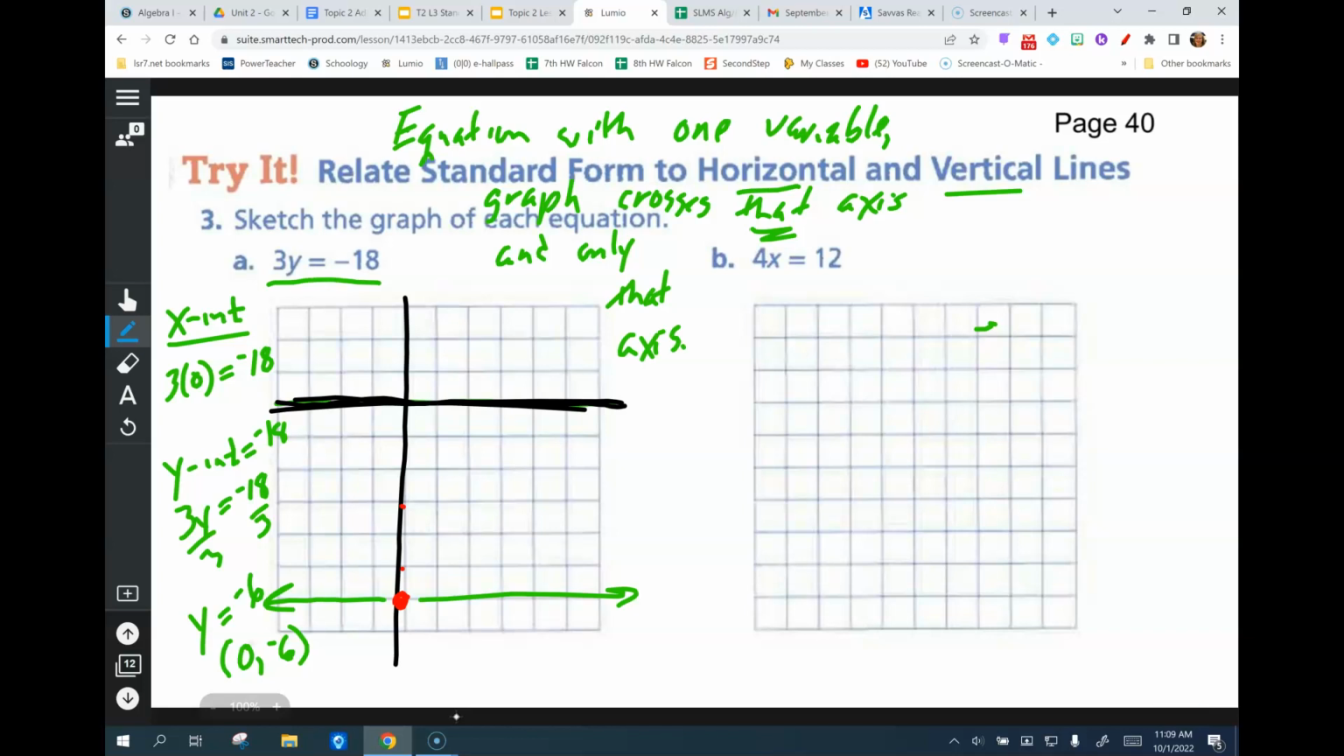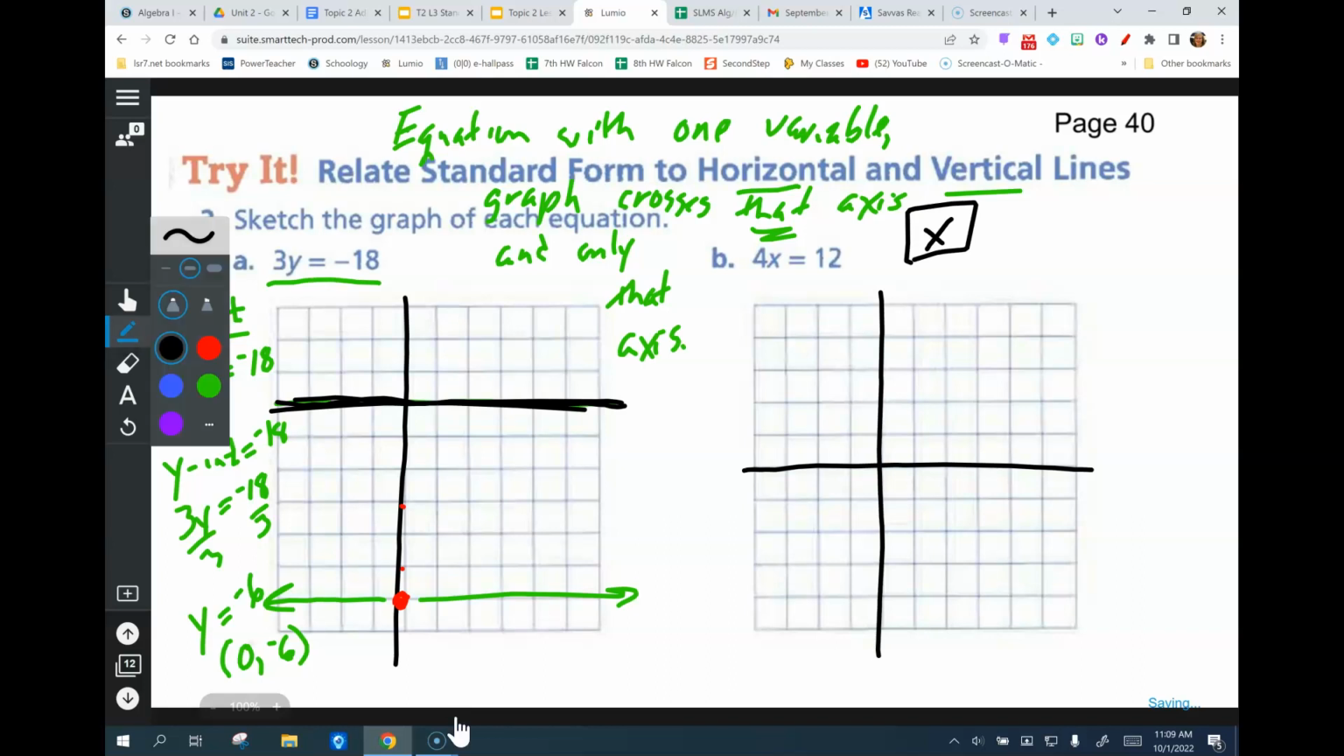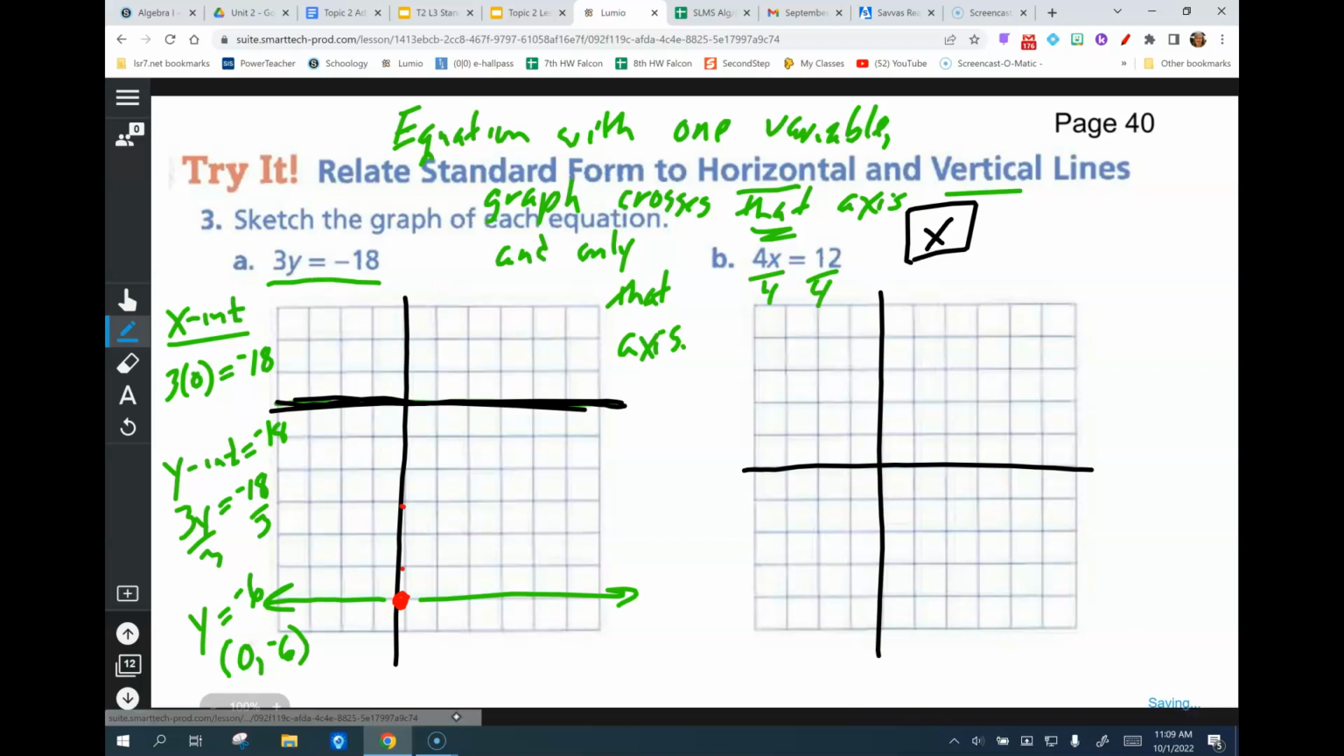We can do it by x and y intercepts, plugging in the 0. That doesn't seem to be too helpful. So instead, what we're going to do is look at it and say, hey, there's only one variable. Which variable do I see? And you're going, I see an x. So if I see an x, that's the axis it's going to cross, and only that axis. Well, where does it cross at, though? That's what we have to find out. X is equal to 3. So 1, 2, 3, this is my graph. Okay, good. So that's horizontal and vertical lines.